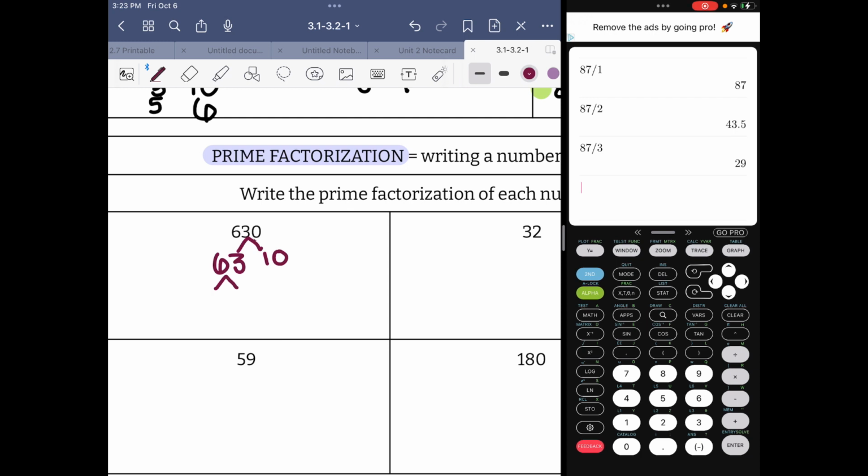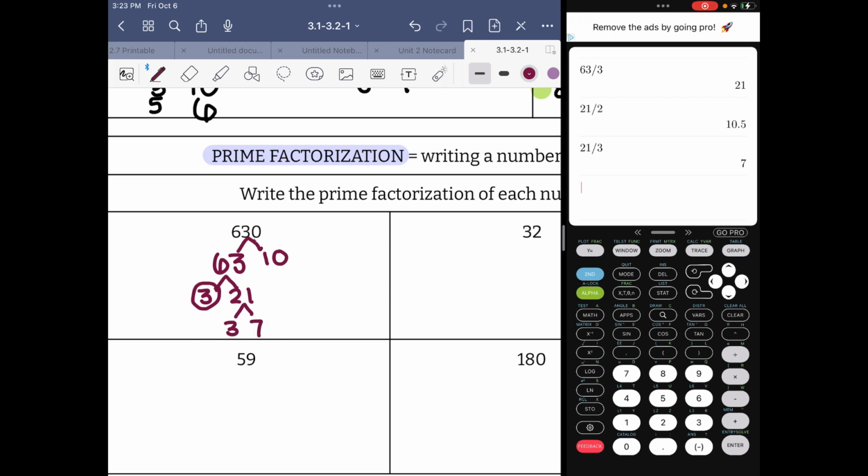63. I don't know what goes into 63 as easily, so I'm going to try 2. Didn't work. Try 3. 3 times 21. And I'm going to keep going with these numbers. 3 is done. Nothing else goes into 3, so I want you to circle it so that you know that one's done. Then 21, 2 didn't work, but 21 is 3 times 7.